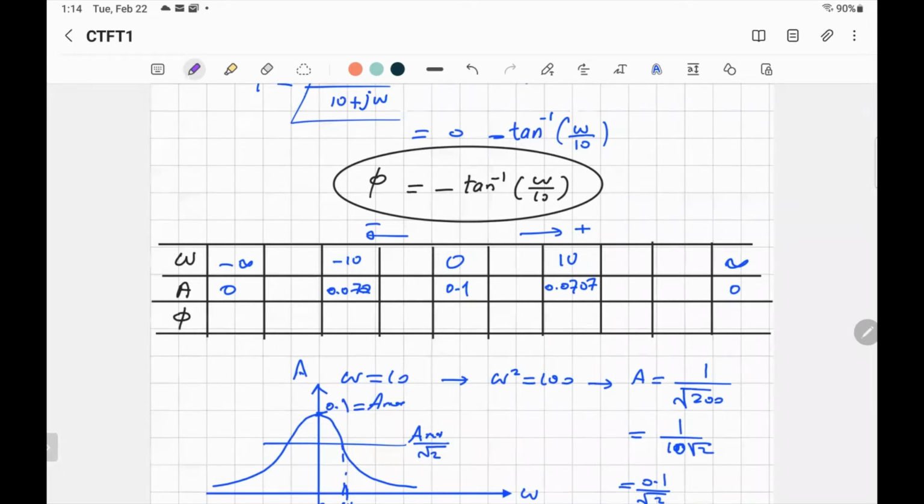If I got like 179, so this is 180. So that's how we can do it with the calculation. But in general, tan of 0 is equal to 0. It's 0.